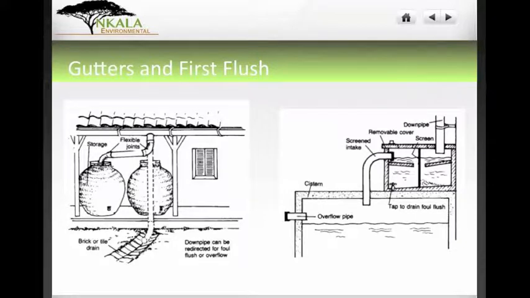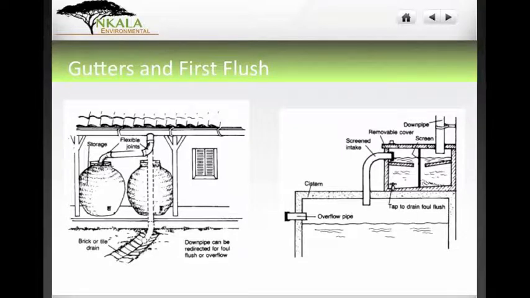What else can we say about gutters? You also want to have a downspout, of course, and this is how we convey the water from the roof to our rain pipe. And I'm going to talk about these two figures in a second.